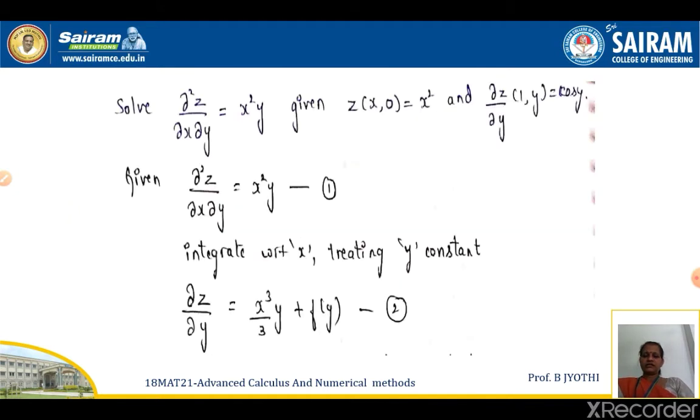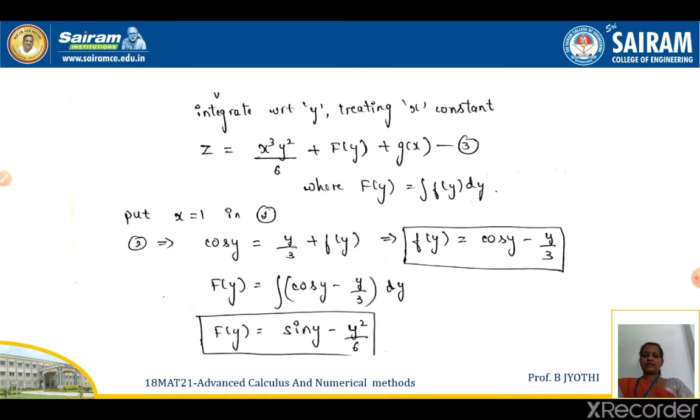Previously we have done the integration with respect to x treating y as a constant. There we got ∂z/∂y is equal to the integral of x², which is x³ by 3, into y, plus the function of y, which is a constant, added. Next we will integrate with respect to y treating x as a constant. There we get z is equal to x³ into y² divided by 6 plus a function of y, that is the integral of f(y). We will call this capital F(y), and g(x), which is the integration constant for x. So we have F(y) and g(x), which have to be determined.